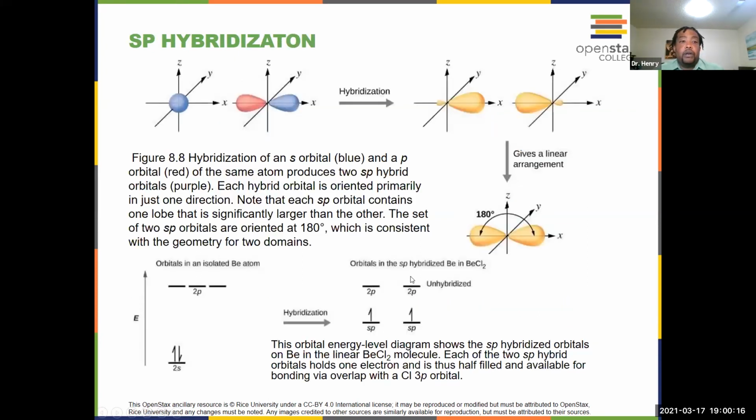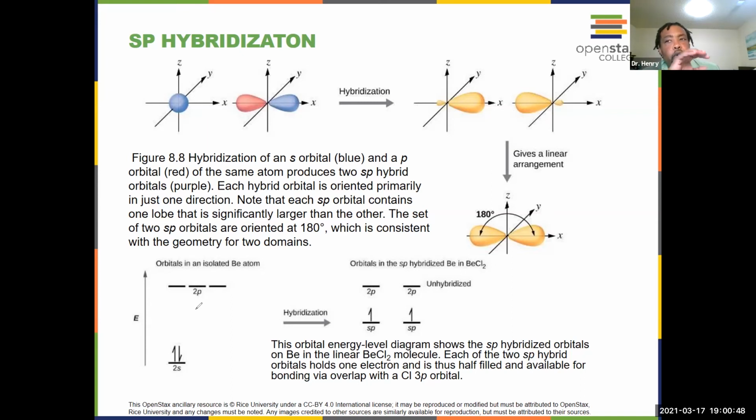Okay, so let's talk about the sp hybridization. Here we have beryllium. You guys can see at the very bottom, beryllium has how many valence electrons? 2. It has 2 valence electrons, right? And both of those are going to be in the 2s, and none of them are going to be in a 2p or anything like that.